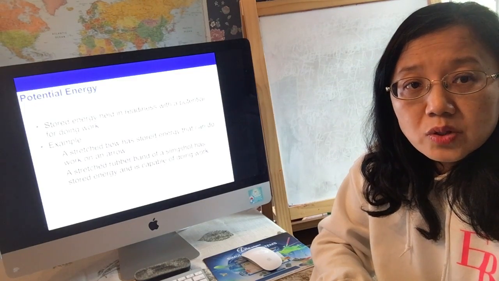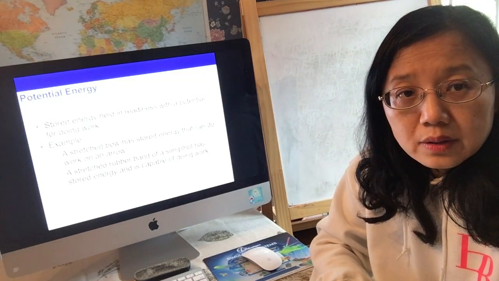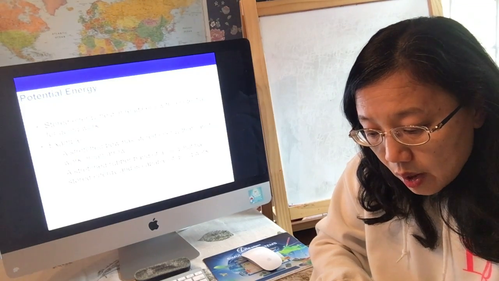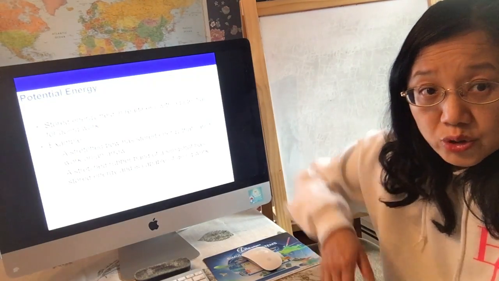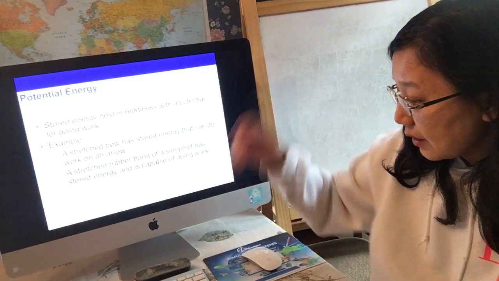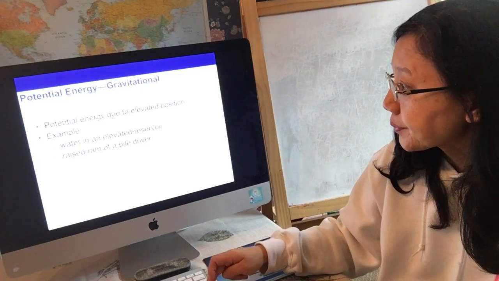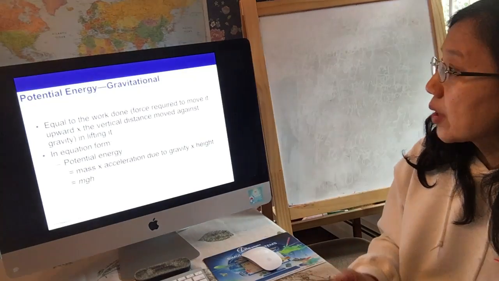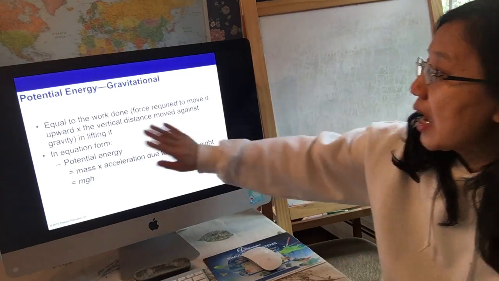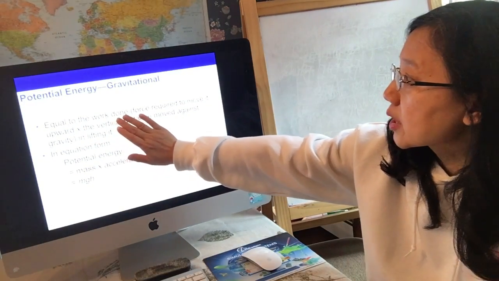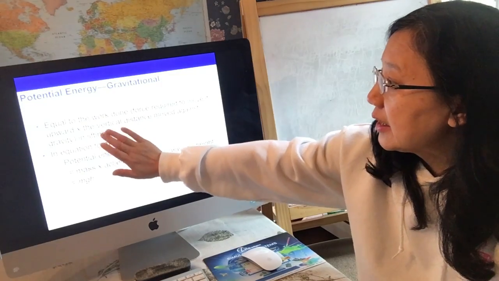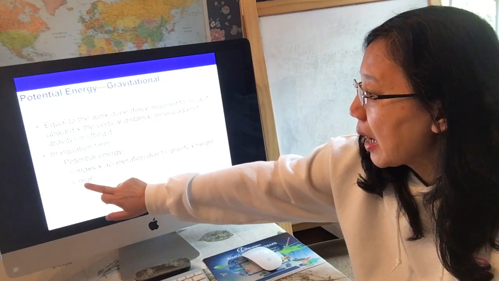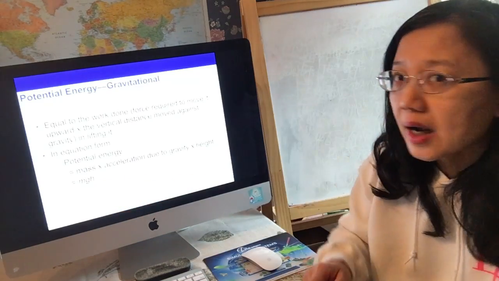But the potential energy we are going to talk about in this chapter is gravitational potential energy, which is related to the height of the object. So what is potential energy? Potential energy is equal to the work done in lifting the object. It is calculated by mass times gravity times the height.